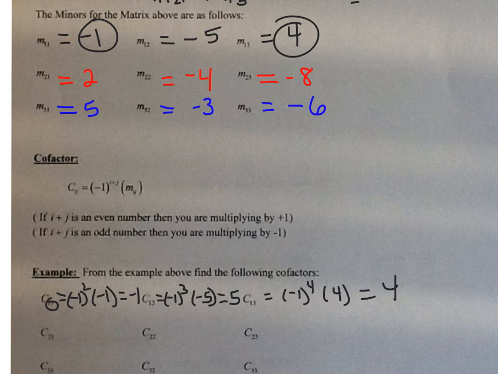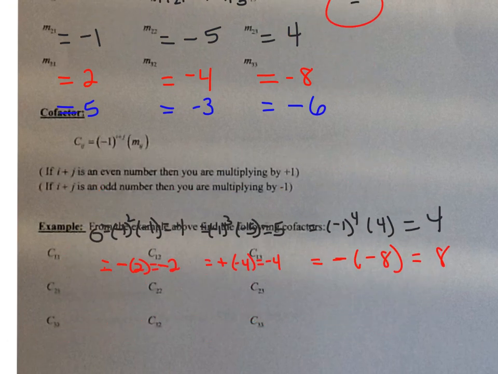Okay, so let's do the next row. Cofactor 2, 1. So 2 plus 1 is 3. So it's negative 1 to the third power, which is going to be, I'm going to multiply by a negative. And I need my minor 2, 1, which is 2. So I get negative 2. My cofactor 2, 2. So 2 plus 2 is 4. So I'm going to multiply by a positive 1 times my minor of 2, 2, which is negative 4. So that's just negative 4. Cofactor 2, 3. So that's negative 1 to the fifth power is going to be negative times, and then 2, 3 of my minor is negative 8, so that's going to give me positive 8.